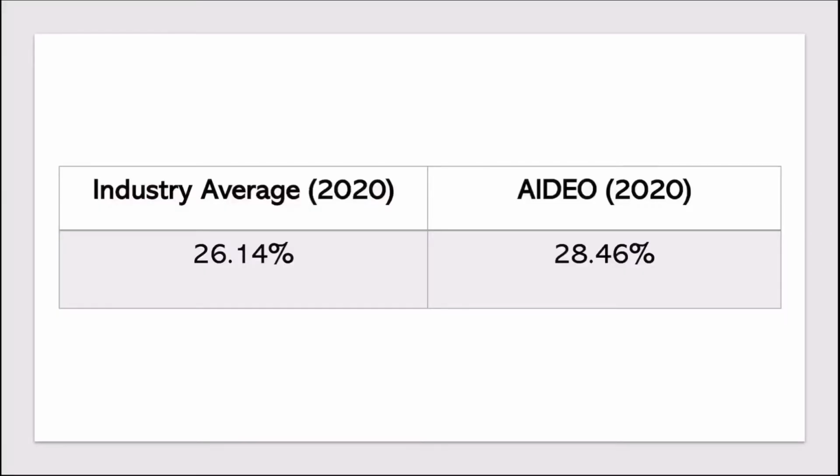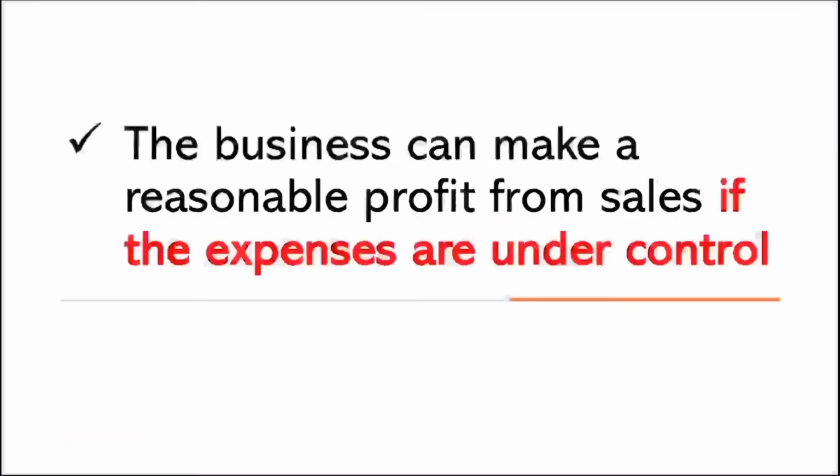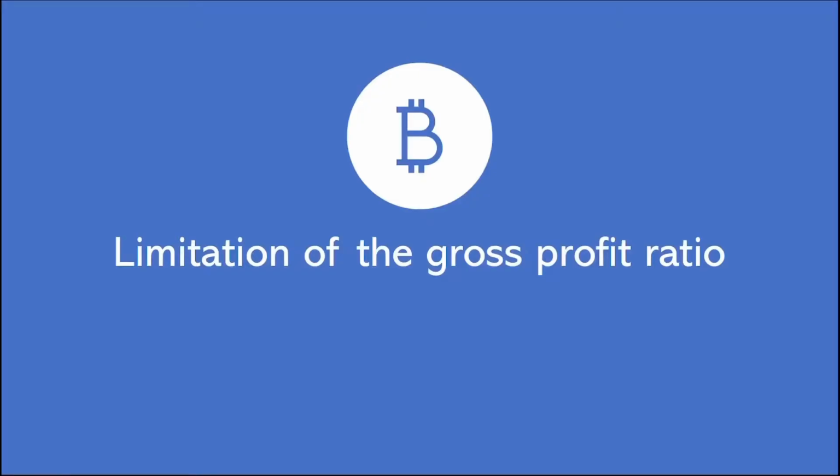When compared to the industry average, Adyo's gross profit ratio is actually higher. This is a good sign as the business is able to generate a decent amount of gross profit. The business could also make a reasonable net profit if the expenses are under control. Which brings us to the limitation of the gross profit ratio.